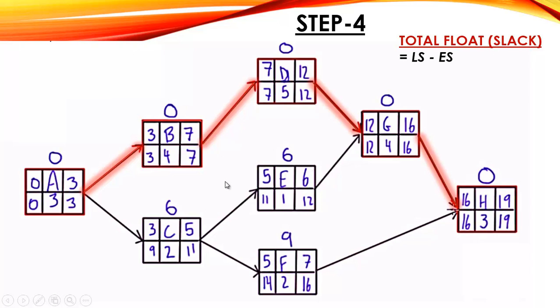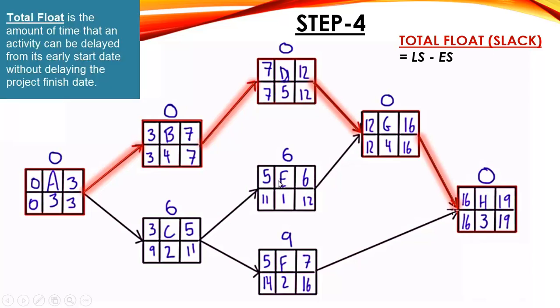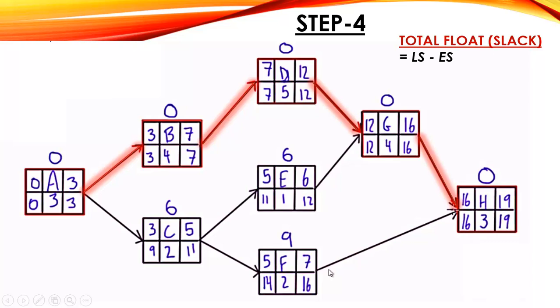Total float is the amount of duration by which an activity can be delayed. For example, activity E can be delayed for 6 days and it will not affect the end time of the project, meaning the deadline of the project. For example, for activity F, looking at its early finish and late finish, we can delay this activity for 9 days and it will not affect the end date of the project.